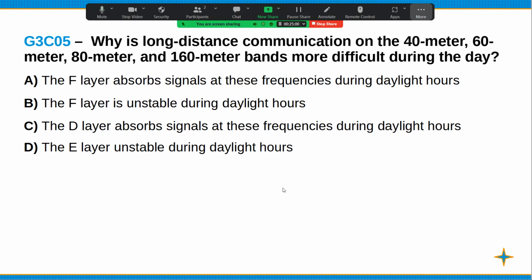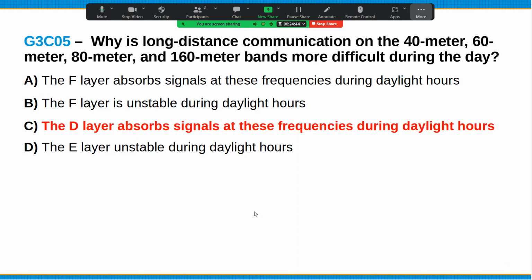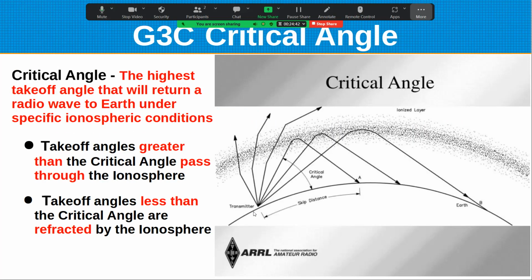Question: Why is long distance communications on the 40, 60, 80, and 160 meter bands more difficult during the day? That old D layer. It's just useless. Critical angle.